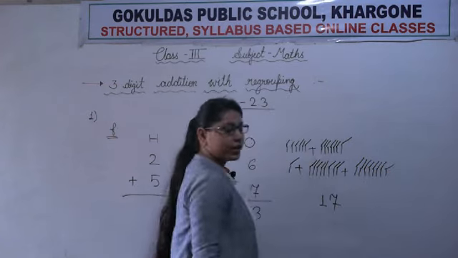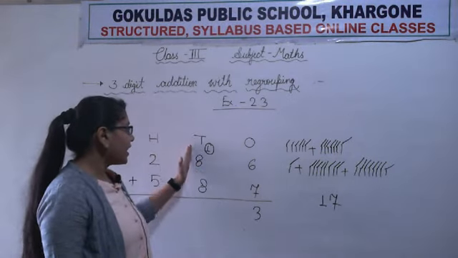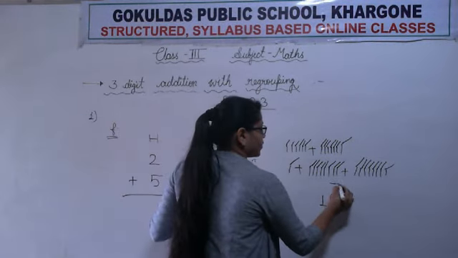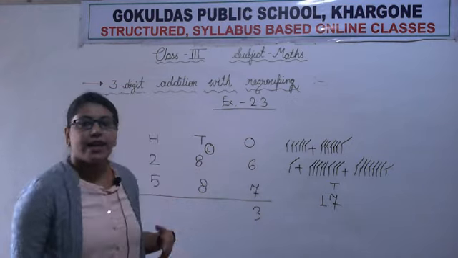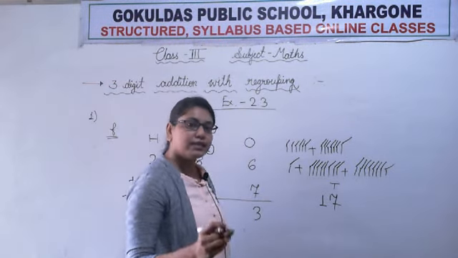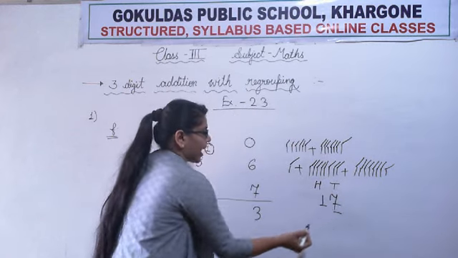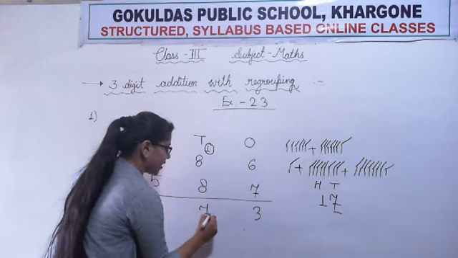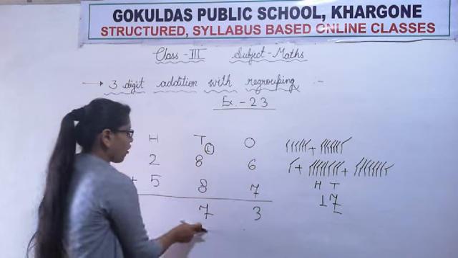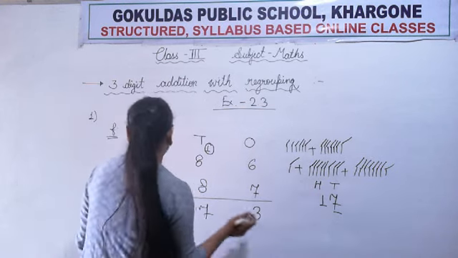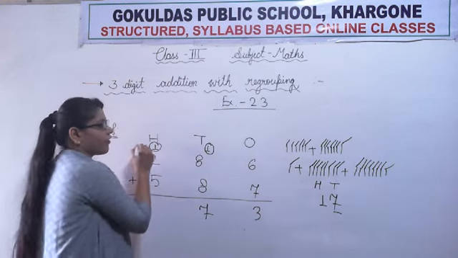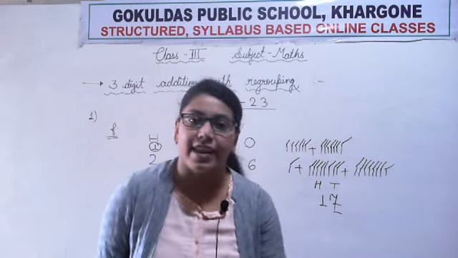Again, we got a 2-digit answer. We were adding tens. So, we will write tens here. And the next position which comes after tens is hundreds. So, we will write hundreds here. So, we will write this 7 in the column of tens and we will write this 1 in the column of hundreds in the form of carry.